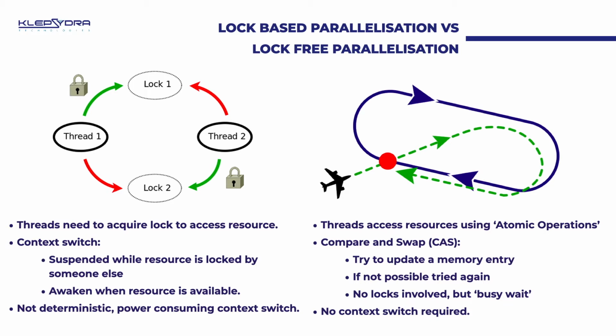On the other hand, lock-free programming, which I show here with an image of an aircraft trying to land. The runway is busy, therefore what the plane is doing is flying around and trying once more, so basically a busy wait, as I mentioned, until the runway is finally free and it can land. That means there are no context switches, therefore there are two main benefits: more determinism and less power consumption for these kinds of operations.